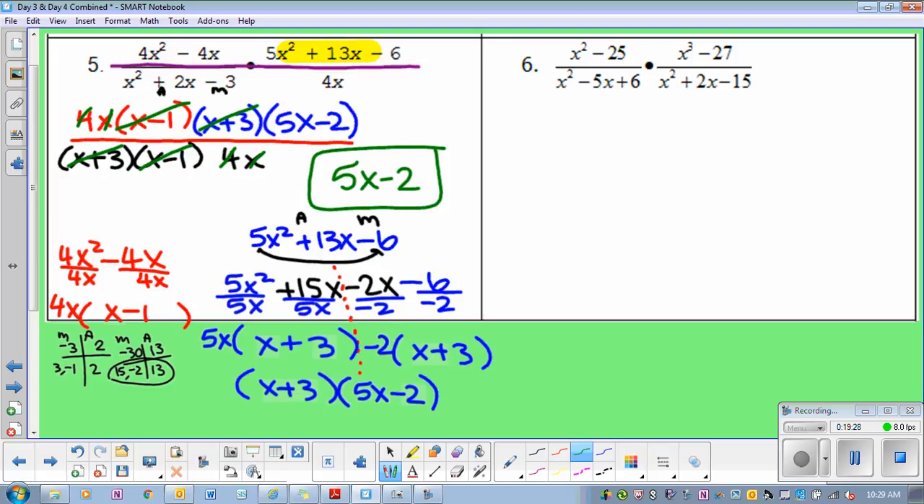Yeah? All right. So let's look at number 6. So number 6, another multiplication. All right, that means I can draw a long fraction. It means I need to do more factoring. Start with this guy. X squared minus 25. How do I factor that one?